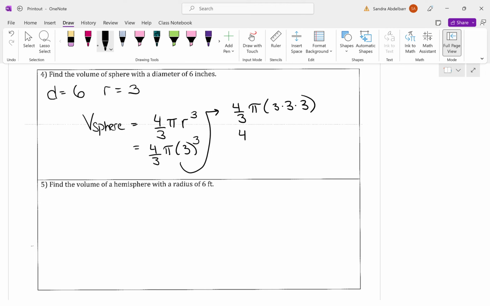And very good, Chase, that is 27. So we have 4/3 times 27 times pi. 3 goes into 27 9 times, so we're left with 4 times 9, which is 36 pi units or inches cubed.